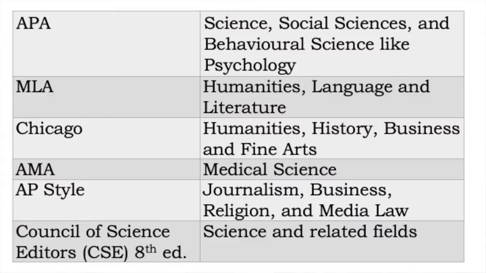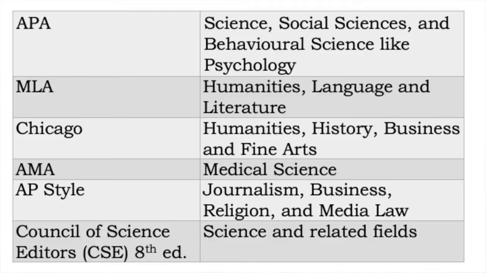And there are certain subject areas in which these style manuals are mainly used. What are they? The APA style manual is mainly used in the subject fields of science, social sciences, and behavioral sciences like psychology. MLA is mainly used in the humanities, language and literature. Chicago is mainly used in the humanities, history, business, and finance. The American Medical Association's AMA Manual of Style is of course used in medical science. AP Style is mainly used in journalism, business, religion, and medical law. And the Council of Science Editors CSE Manual of Style is used in science and related fields.